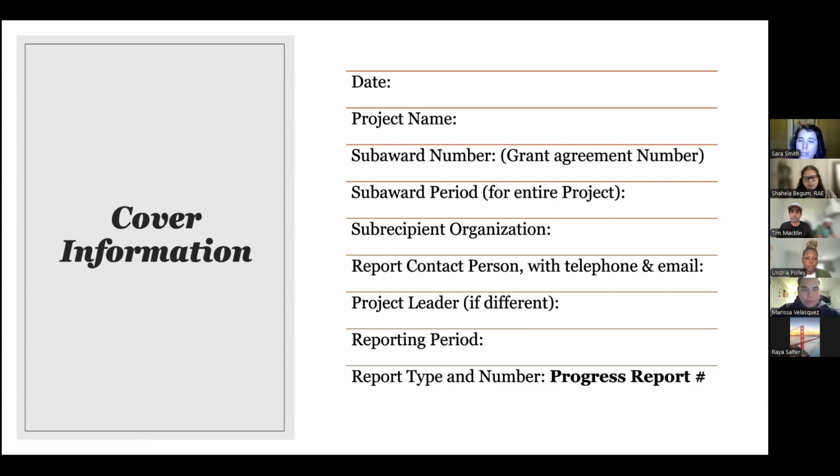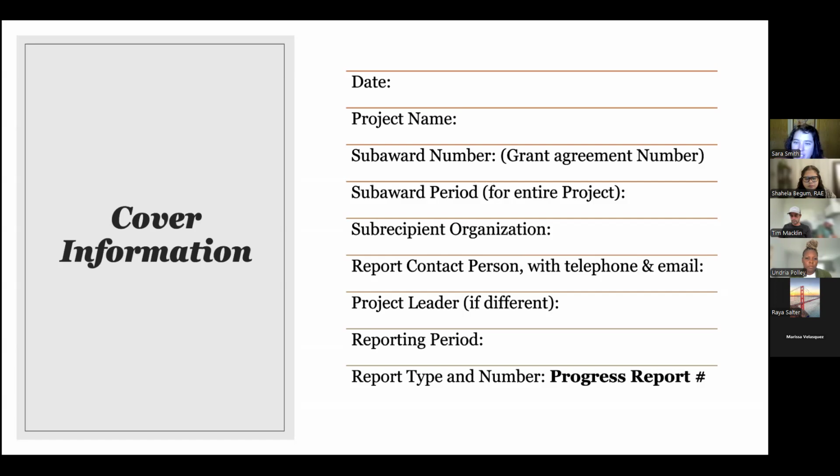The subaward number is that number on your grant agreement that starts with LISCIF, I think it's 24, LISCIF 24 for this round, dash a number, dash the name of your organization or an abbreviated version of that. So if you're wondering where to get your subaward number, it is on your grant agreement right on the front page. The same goes for the subaward period. That would be, for most of you, July 1st through July 31st of 2025.